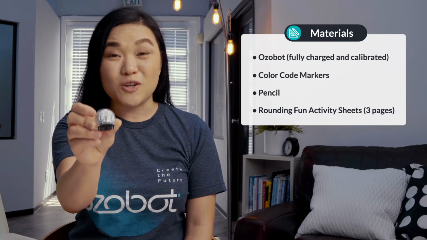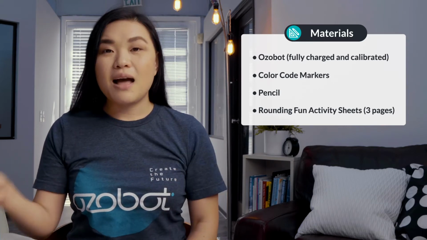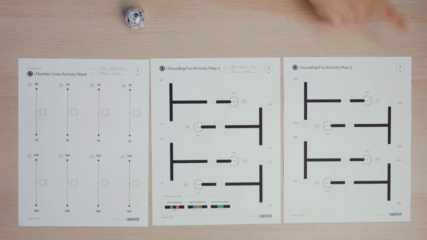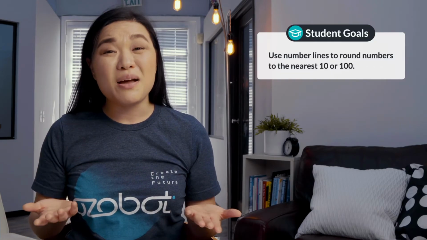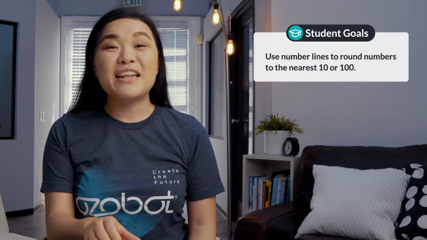For today's lesson, you will need an Ozobot fully charged and calibrated, color code markers, a pencil, and your rounding fun activity sheets. Make sure to have all 3 pages. Your goal for today's lesson is to use a number line to round numbers to the nearest 10 or 100. Then you will use color codes to move Ozobot to the rounded number.